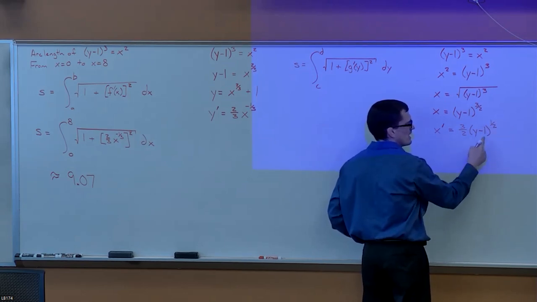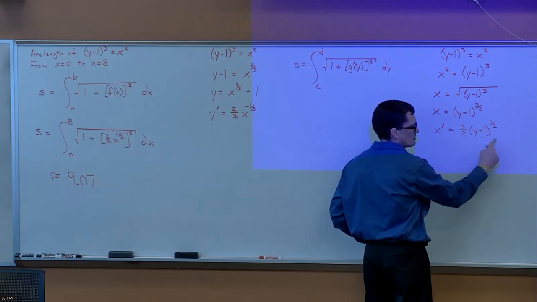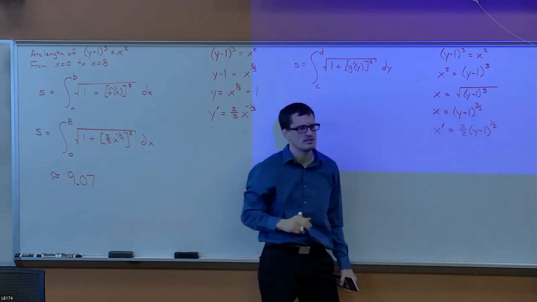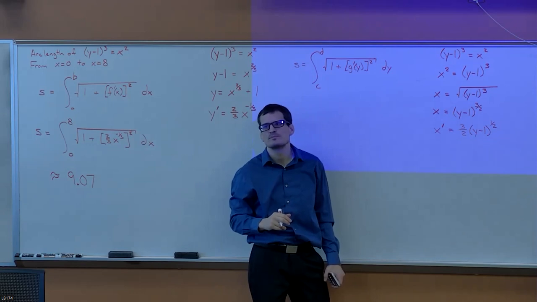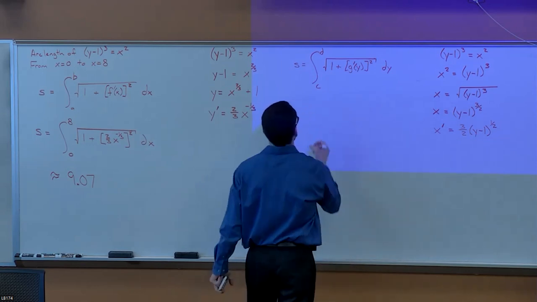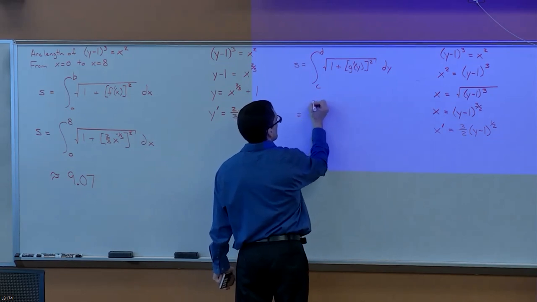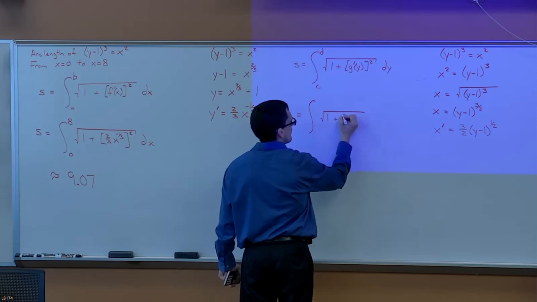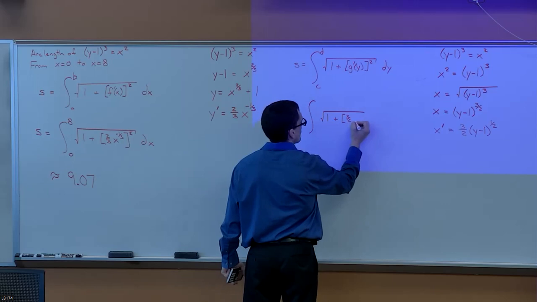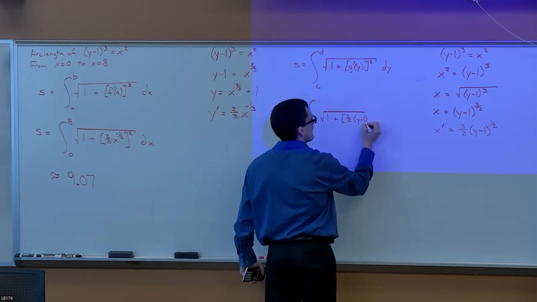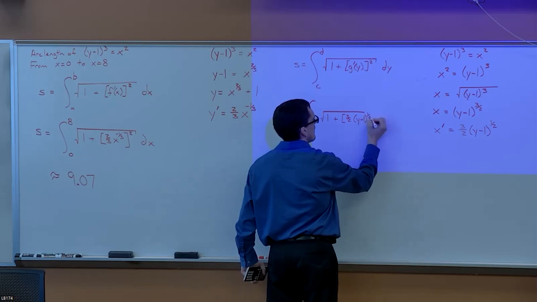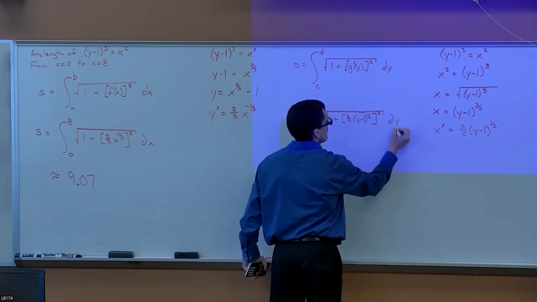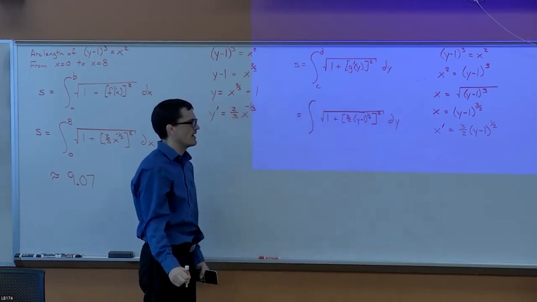And then the chain rule would say multiply by the derivative of the inside function. But the derivative of the inside function is just 1. So multiplying by 1 doesn't change anything. So my arc length is going to integrate the square root of 1 plus 3/2 times (y minus 1) to the 1/2 power, all squared. Again, integrated with respect to y.